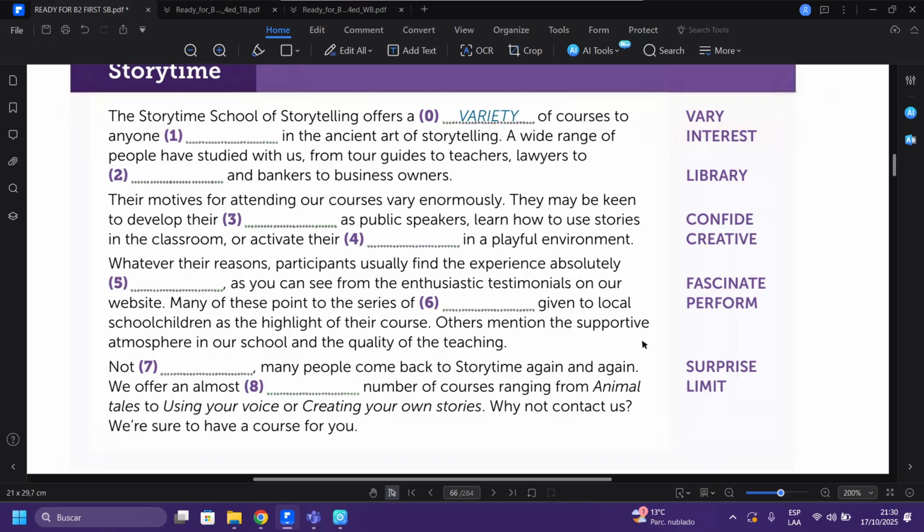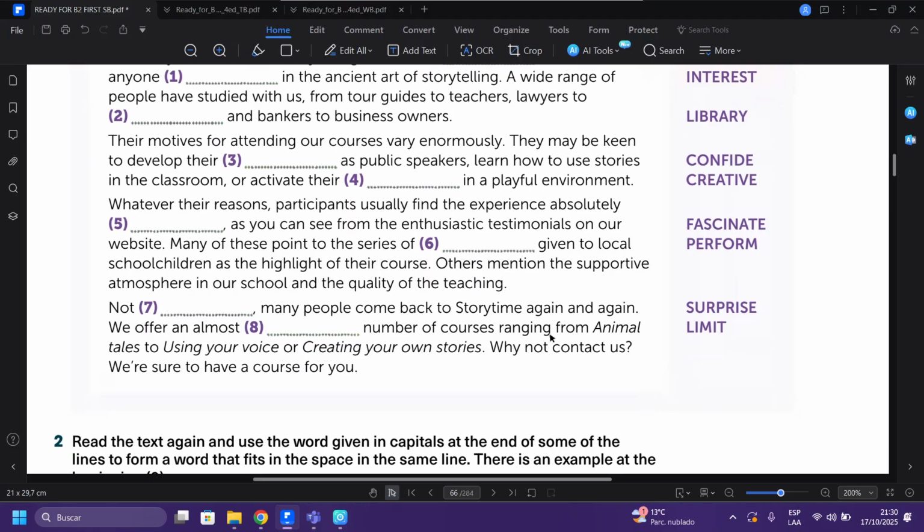As you can see from the enthusiastic testimonials on our website, many of these point to the stories of... We have performance. Performance or performers? What do you think? Performances or performers given to local school people? Performances, okay? Let's check at the end.